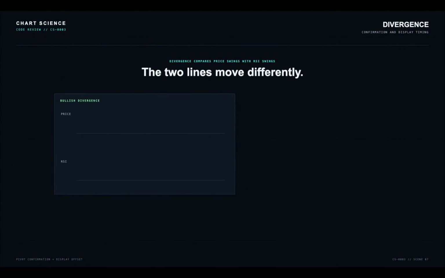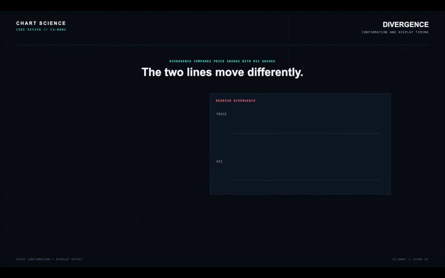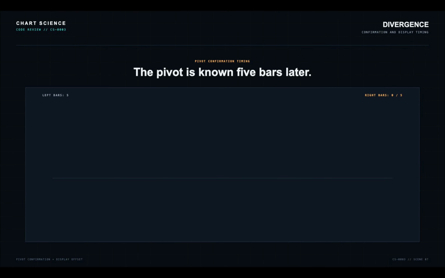The script also looks for divergence. Bullish divergence means price makes a lower low, while RSI makes a higher low. Bearish divergence means price makes a higher high, while RSI makes a lower high. The default pivot settings use 5 bars on the left and 5 on the right. A pivot becomes known only after 5 bars have formed to its right. At confirmation, the code uses offset pivot right bars to draw the triangle back on the old turning point.